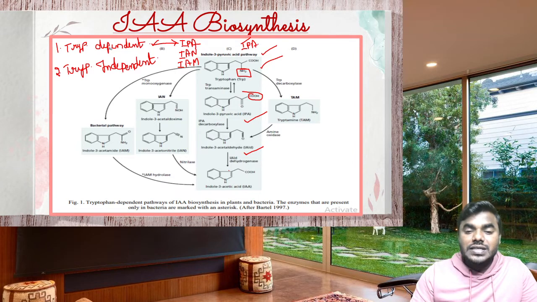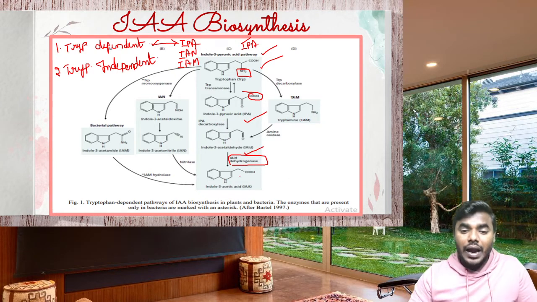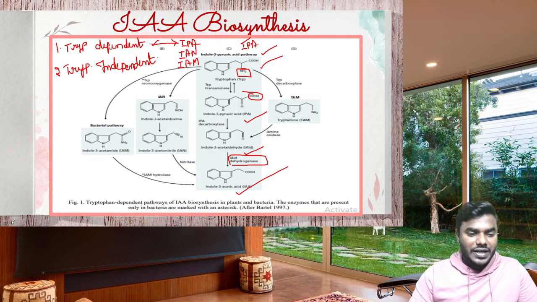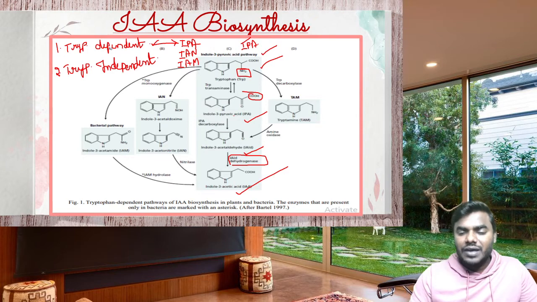Now, indole 3-acetaldehyde, when treated by the enzyme indole 3-acetaldehyde dehydrogenase, ultimately gives rise to indole acetic acid. Please do not forget this statement. Once again, let me quickly summarize. What is the IPA pathway? Tryptophan is treated by the enzyme tryptophan transaminase. Then it is converted into IPA, which is a stable, intermediate compound. That's why the name of the pathway is IPA pathway.